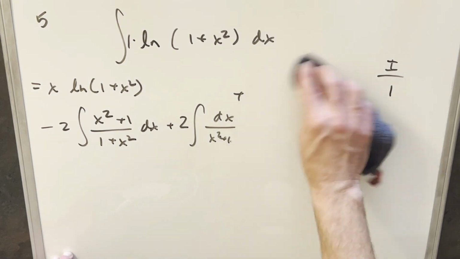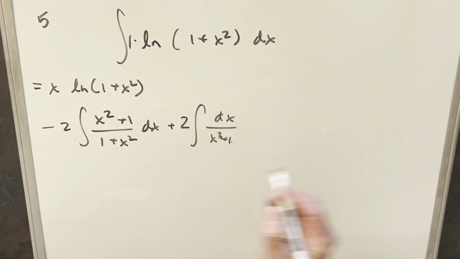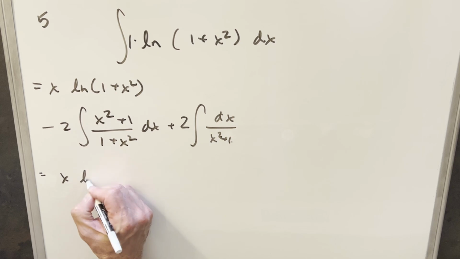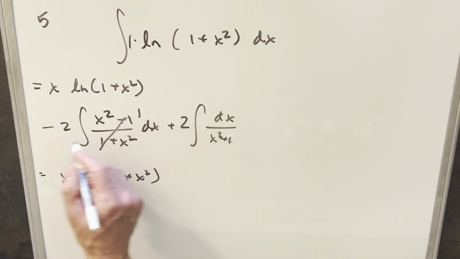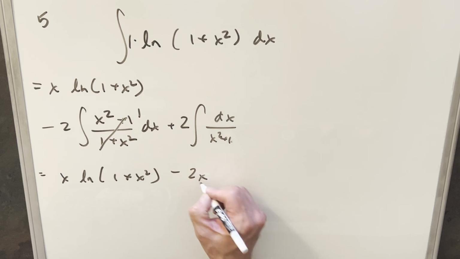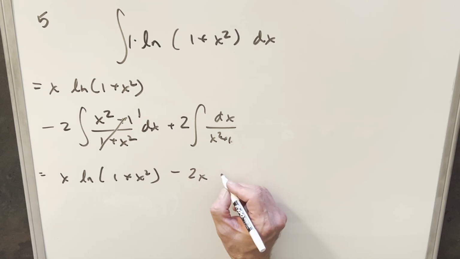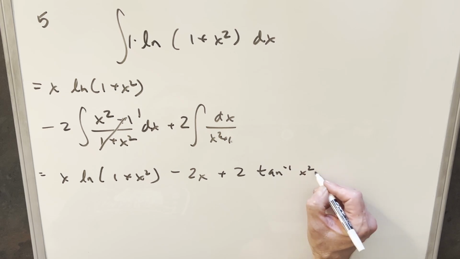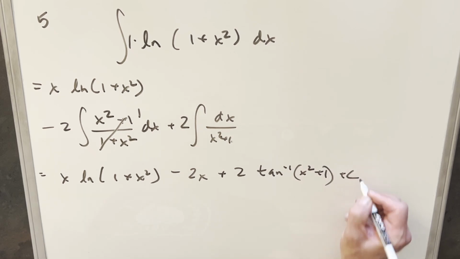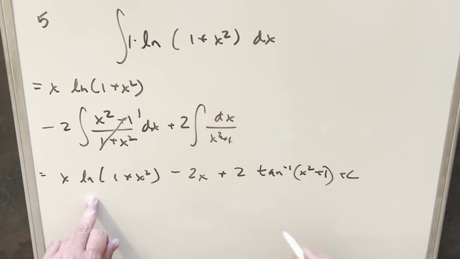So then we get 2 easy integrals here at the end. What's going to happen is we'll bring this down, x natural log 1 plus x squared. This again is 1, so we integrate here, we have a minus 2x, and then this is just going to be arctan, so we'll have a plus 2 arctan x squared plus 1, add a plus c, and circle it.